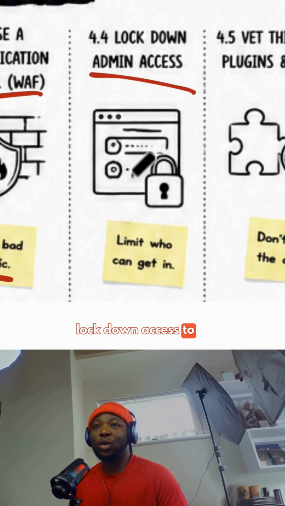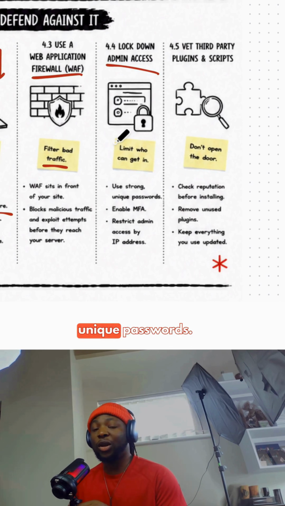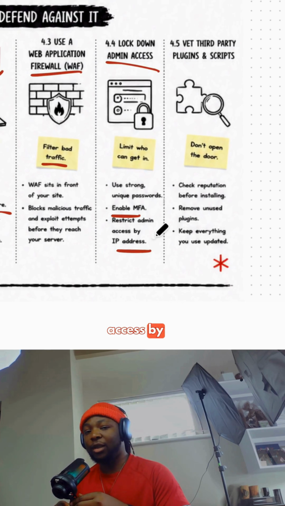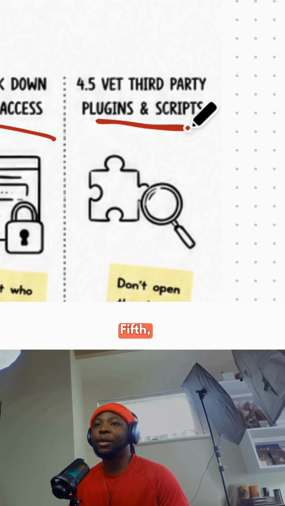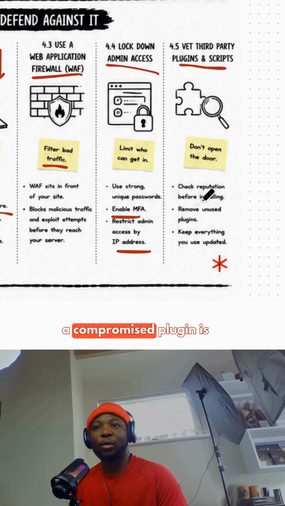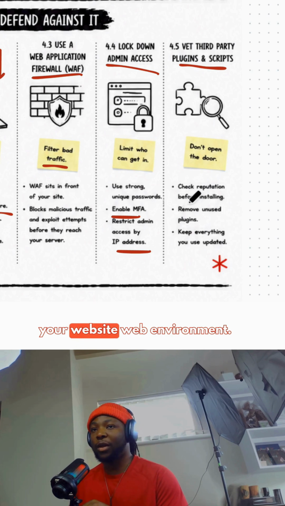Fourth, lock down access to any admin panels. Use strong, unique passwords, enable multi-factor authentication, and restrict admin access by IP address where possible. Fifth, vet every third-party plugin or script running on your site. A compromised plugin is an open door into your web environment.